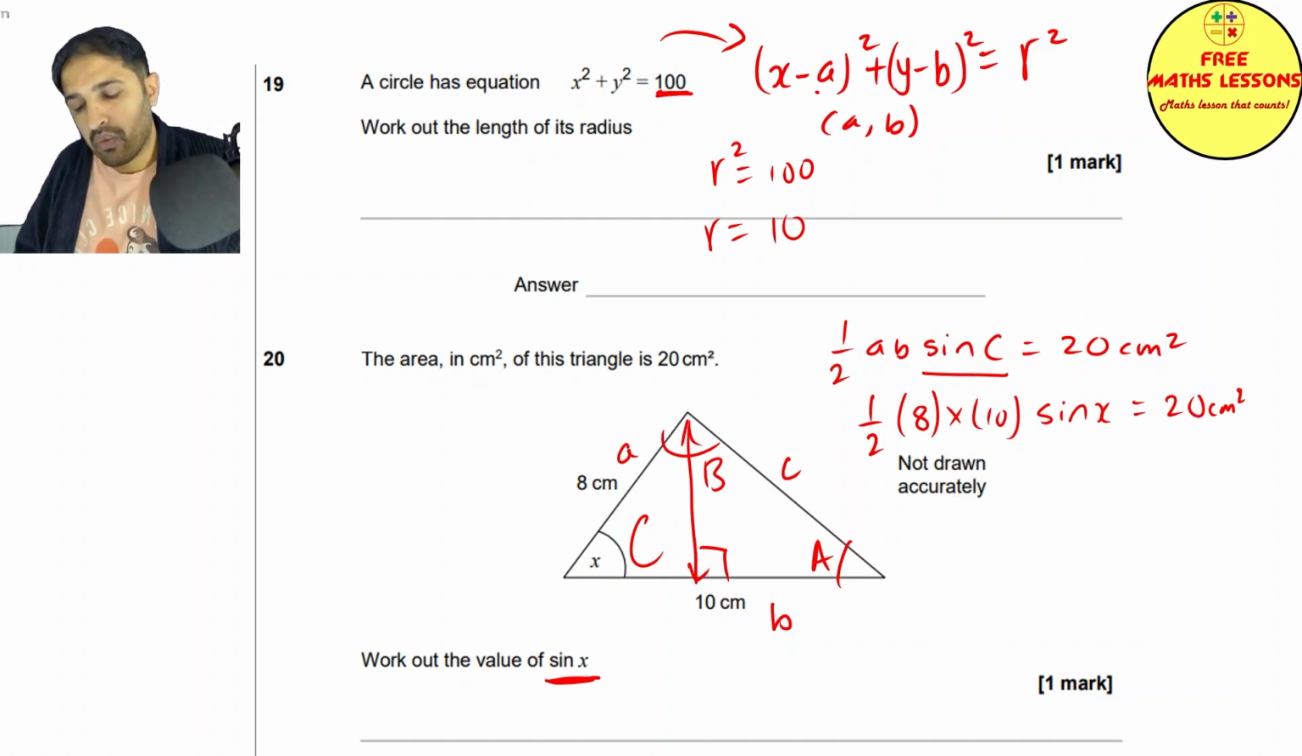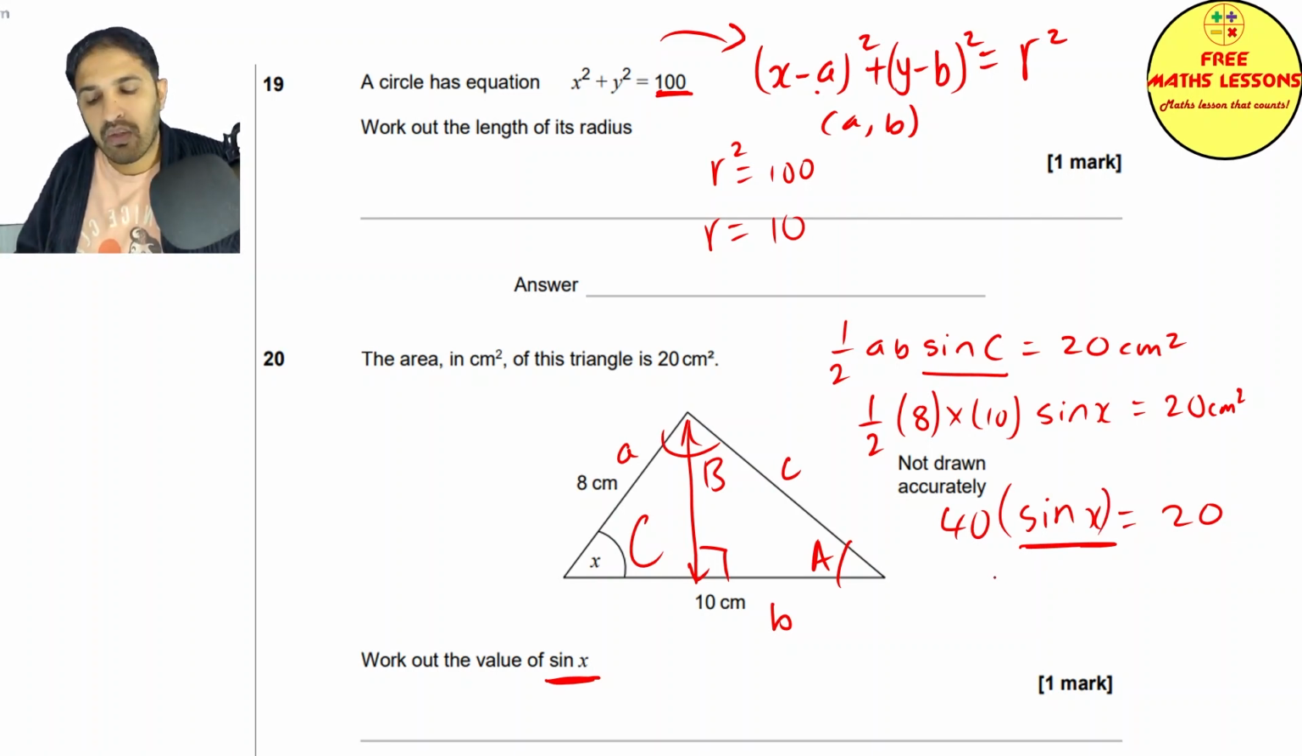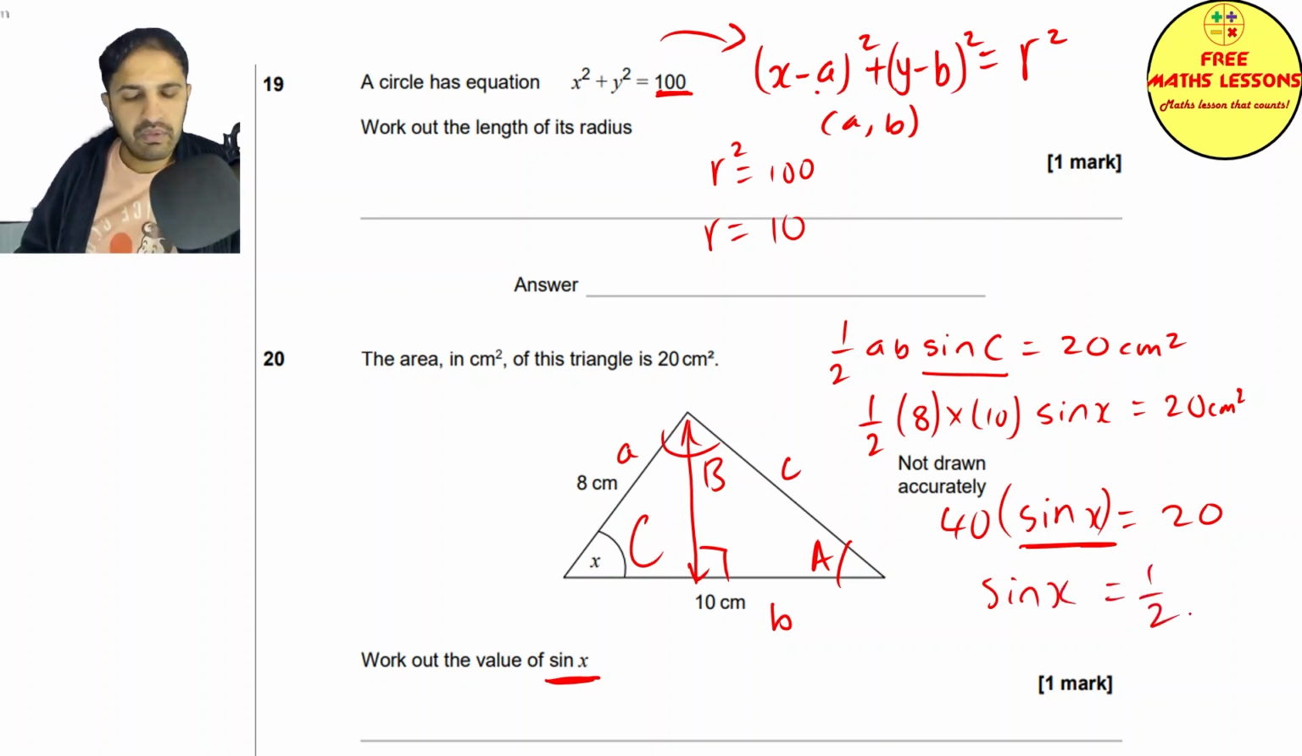Okay. So 10 times 8 times half, what do we get? 10 times 8 is 80, times half is 40. So 40 times sine x is equal to 20. So what does sine x have to be? 40 times what gives you 20? 40 times half gives you 20. Okay, so sine x has to be half. See, it's only 1 mark here, even though you had to do all that.